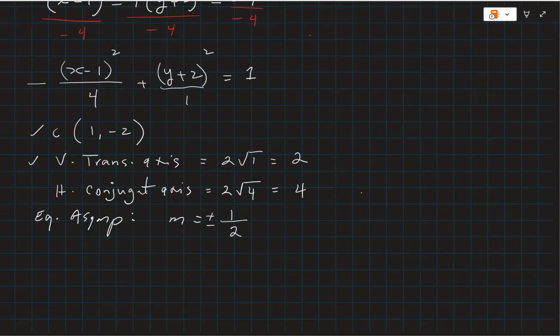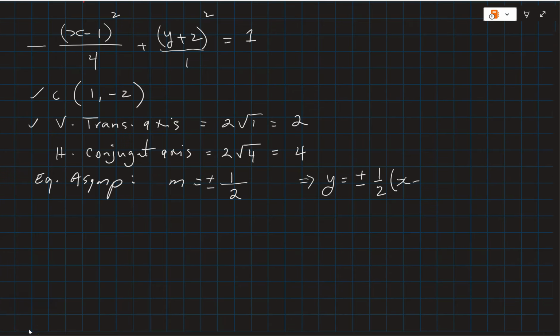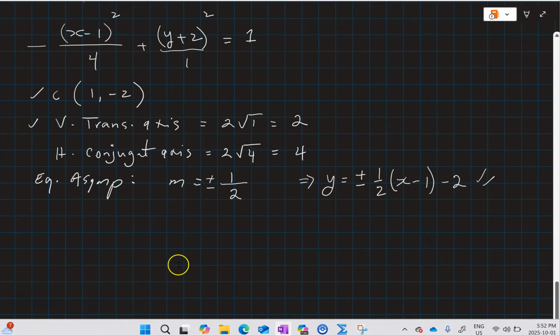And then we're going to use the equation, and that would be y equals plus or minus 1/2 times x minus 1, and then plus k, but k is minus 2, so it would be plus minus k. Well, I'm just going to put minus 2 in there. So these two are equations of the asymptotes.